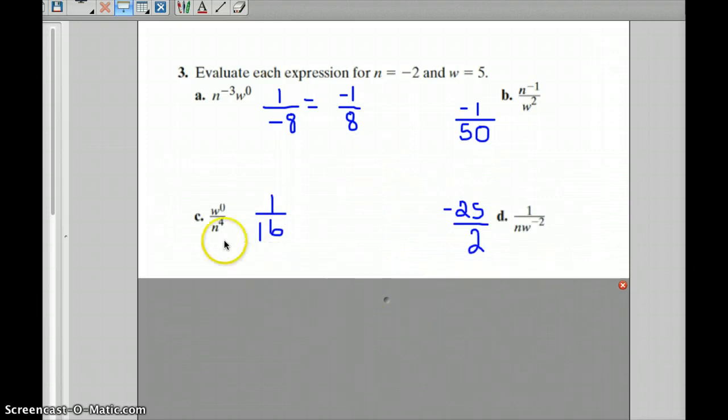Last two examples here. We have w to the 0. That becomes 1. And then n to the 4th, which is negative 2 to the 4th, becomes 16. 1 over n w to the negative 2. So this w to the negative 2 actually comes up into the numerator, and that is going to make w squared, which is 5 squared, which is 25. In the denominator, you're left with a negative 2, and I just bring the negative up here to the 25, so I'm less likely to lose it.